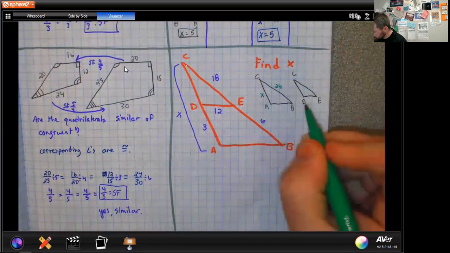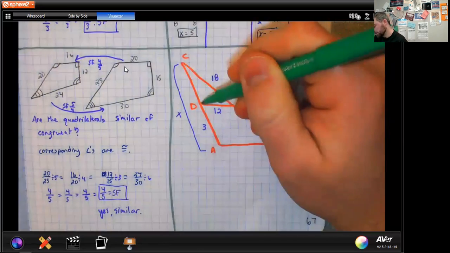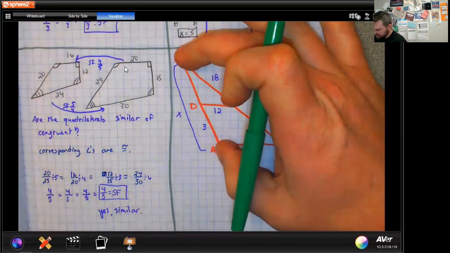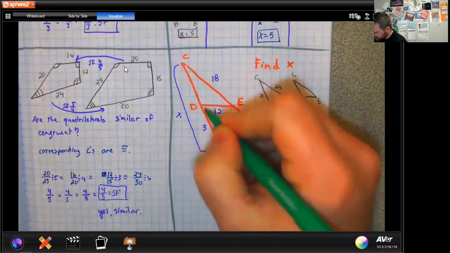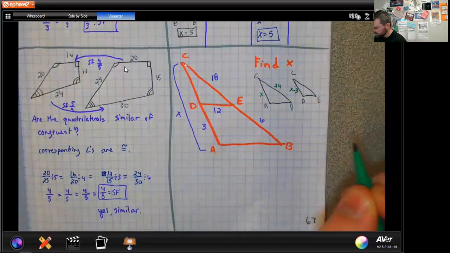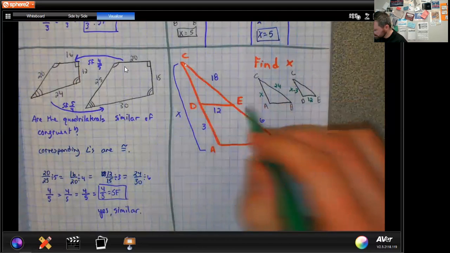CDE, okay, CD, so this side right here, I don't really know, but I do know the whole thing is x, and this little part is 3, so this right here must be x minus the 3. DE is 12, and CE is 18.